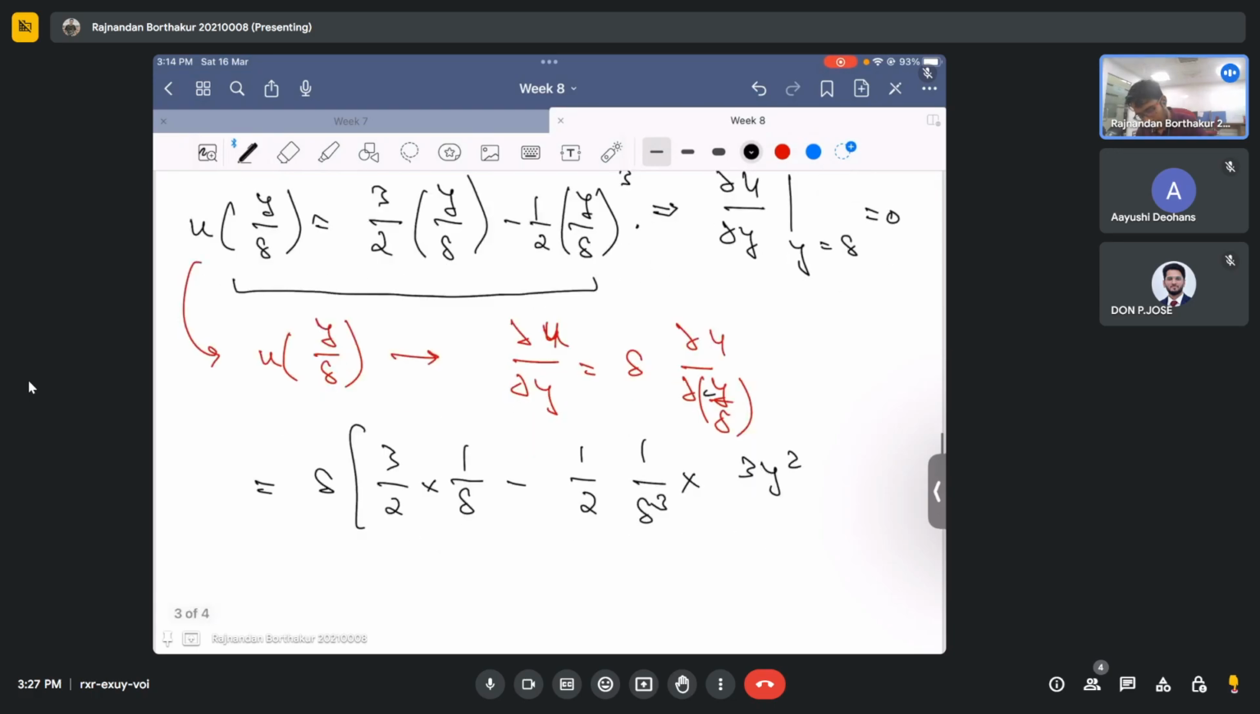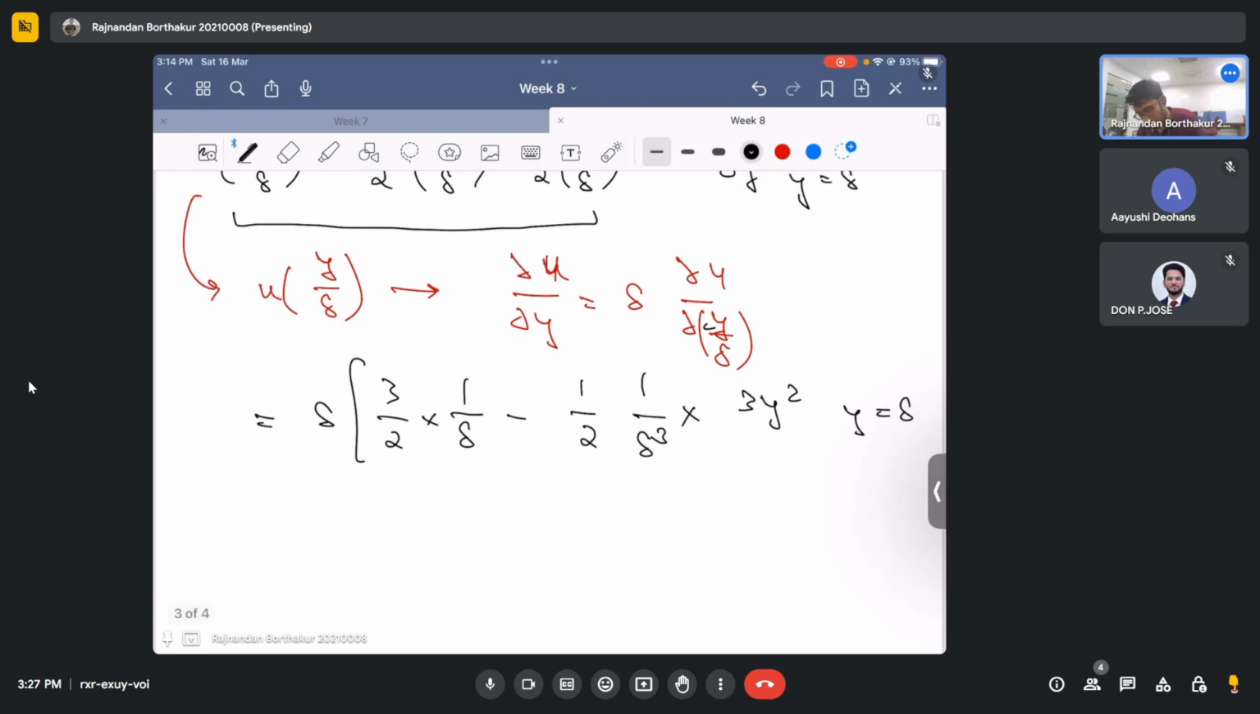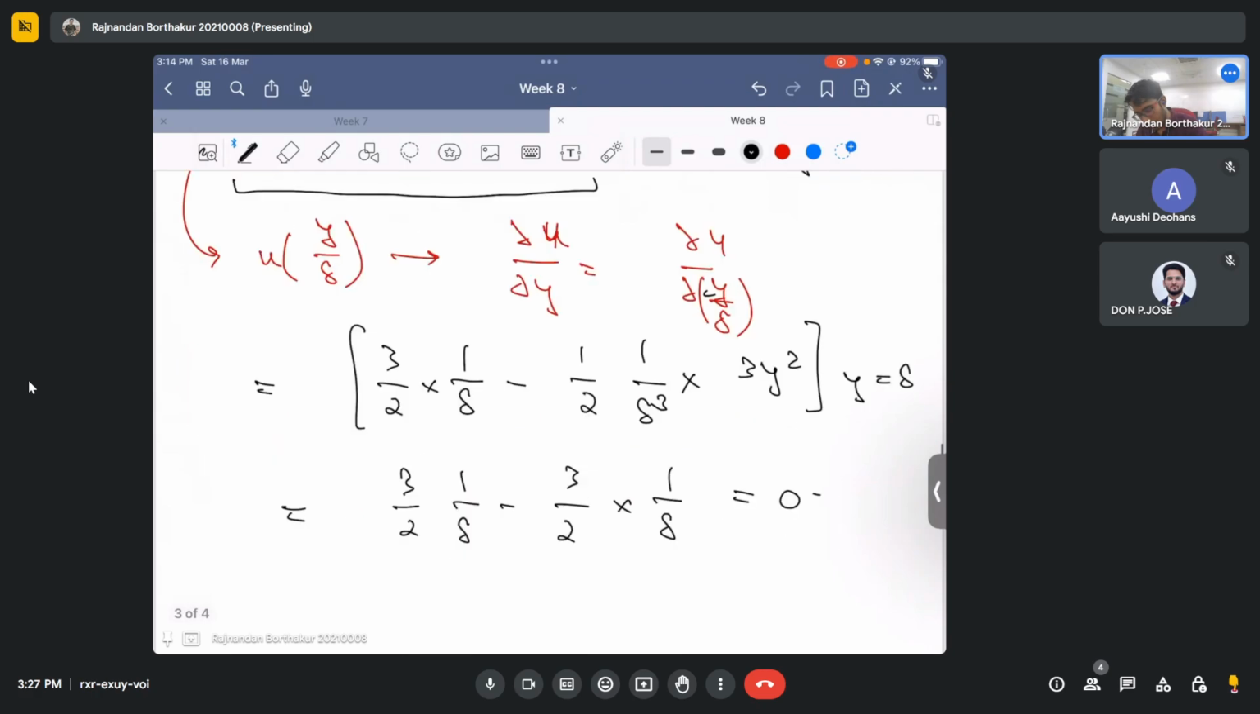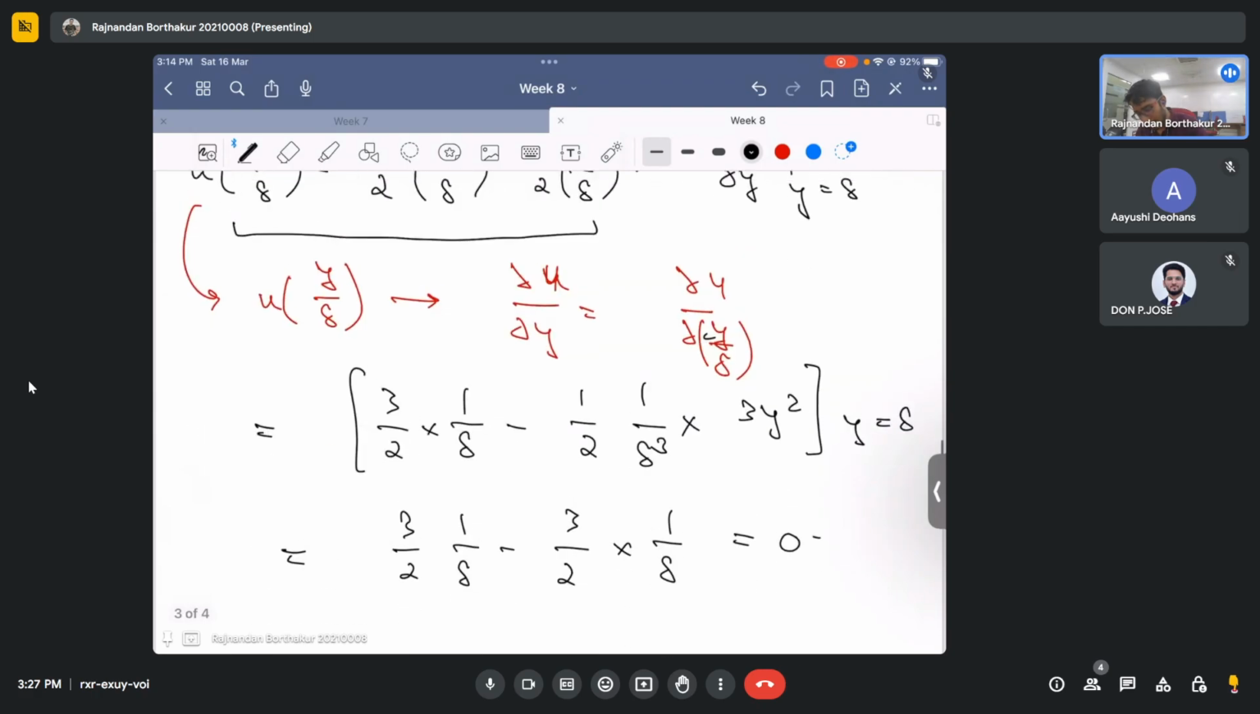And then at y equal to delta, this delta won't be there because you are doing this y by delta cube. So you can see that at y equal to delta, this term would go out to be equal to 0. It would be 3 by 2 into 1 by delta minus 3 by 2 into 1 by delta. So this term is 0.